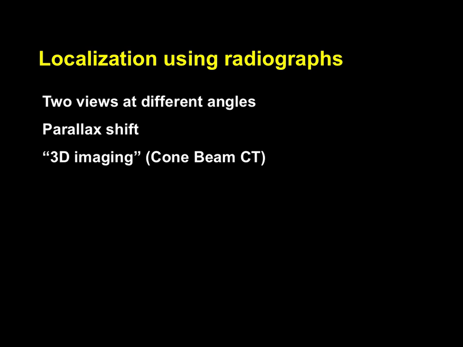Which brings us on to the subject of how we localize objects on radiographs. While most ordinary radiographs are of course simple two-dimensional images, we are limited in how we can localize objects. The first method we can use is to use two views at different angles. That's a bit like using our two eyes to look at objects and gaining a three-dimensional feel. This is made more formal using a parallax shift technique. And finally, the way we can do it is to use three-dimensional imaging, as we've just seen, cone beam CT.